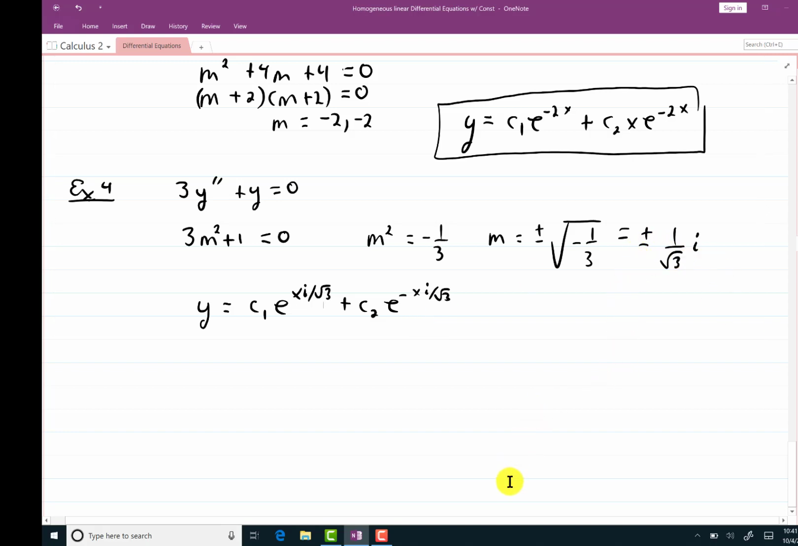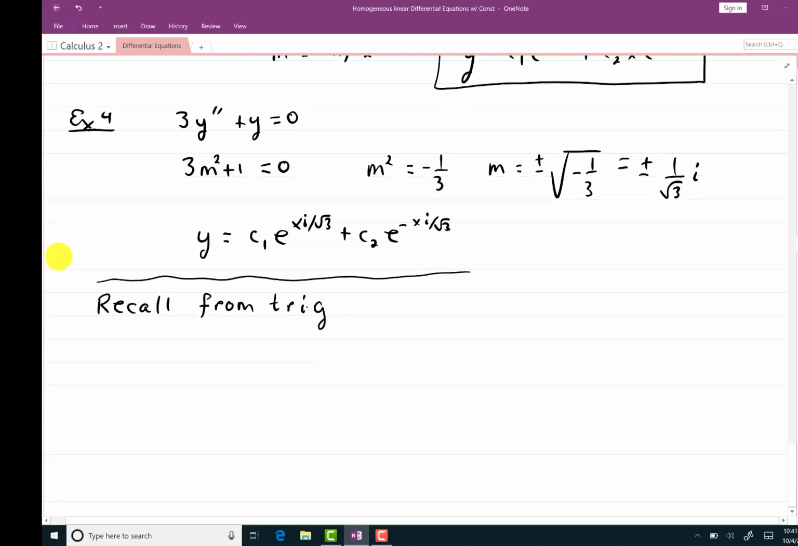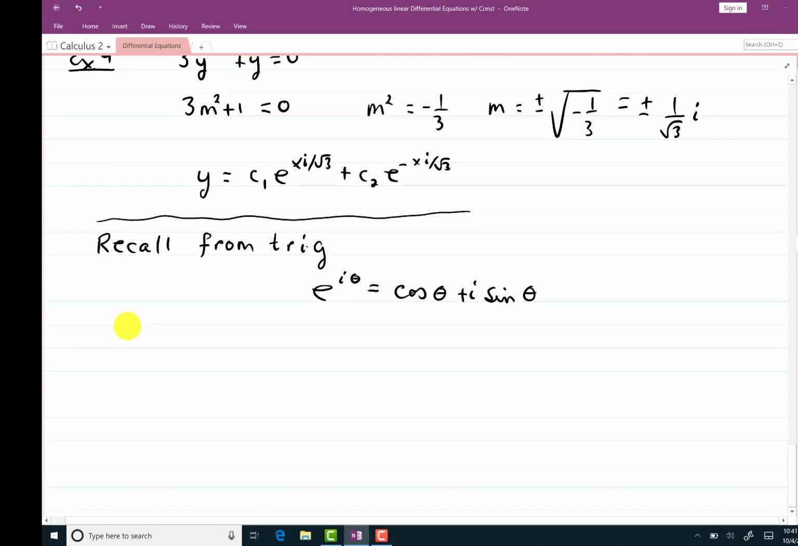And it's from something that you may or may not have seen before, but recall, this is actually something you saw in trigonometry, probably getting close to when you were looking at roots of unity and things like that. There is an equation that goes like that: e to the i theta equals cosine of theta plus i sine of theta. So, let's take a look at our answers.